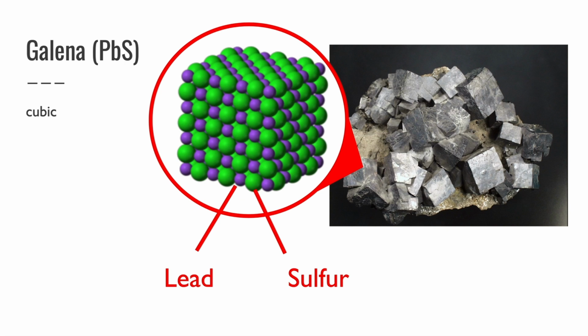So here we have galena, which is a lead sulfide, so one lead and one sulfur. It has a cubic structure, and you can see the bonding between the lead and the sulfur.